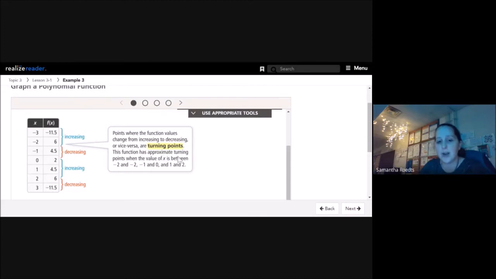So this function has approximate turning points when the value of x is between negative 3 and negative 2, so somewhere in here, negative 1 and 0, and 1 and 2.